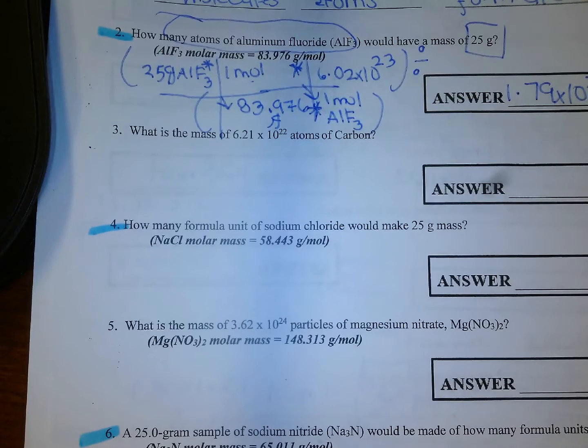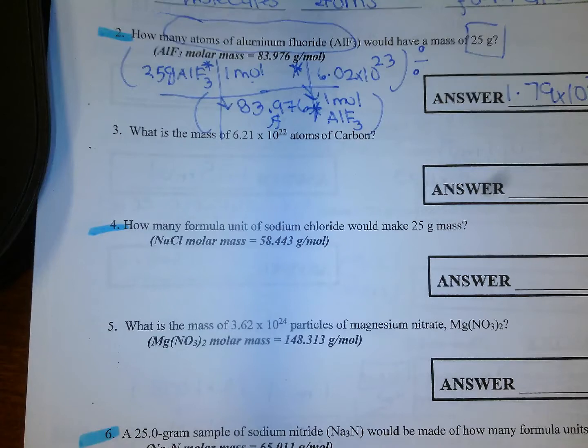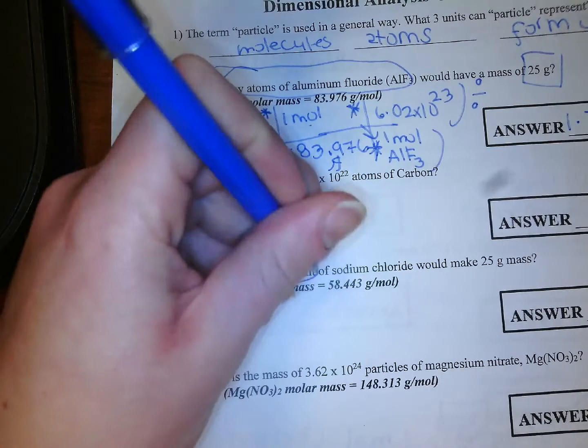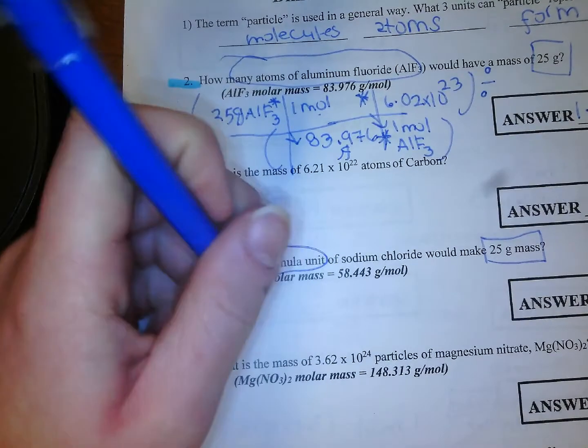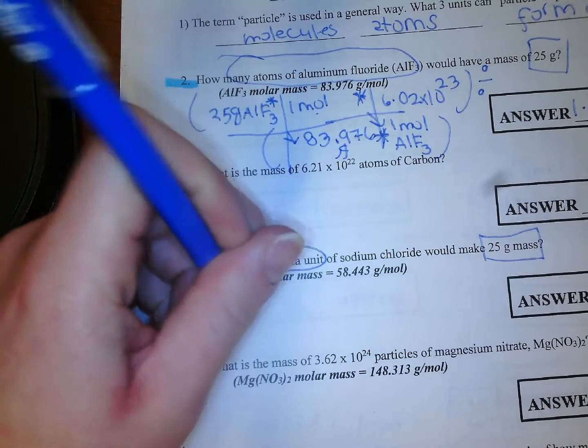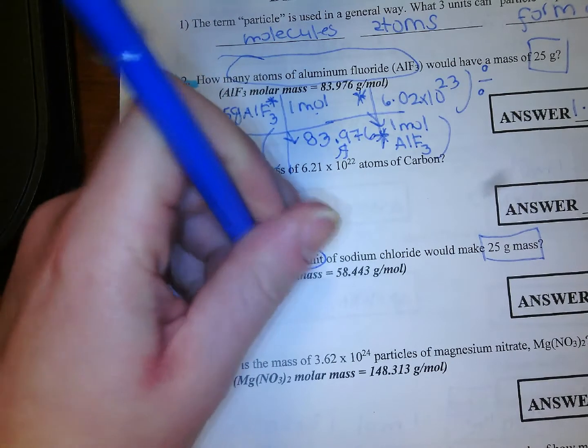Okay, next problem. How many formula units? Oh, formula units. Again, I want to be thinking about MAPFU. So we know our answer is going to have that Avogadro's number, right? MAPFU, formula units, there it is. That's what we're looking for. How many formula units are going to make a 25 gram mass? So this one is very similar to the other one. So we'll go quick. 25 grams of sodium chloride.